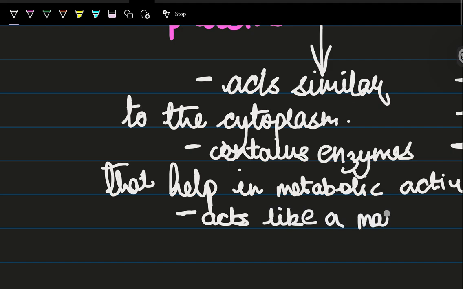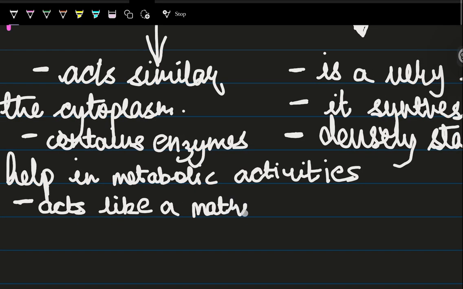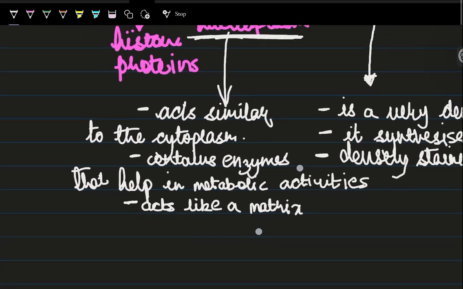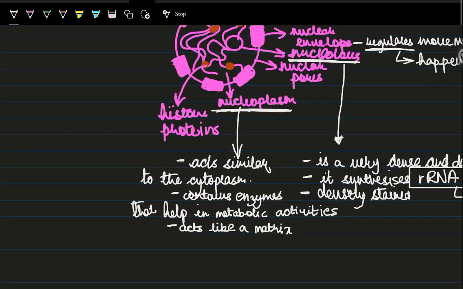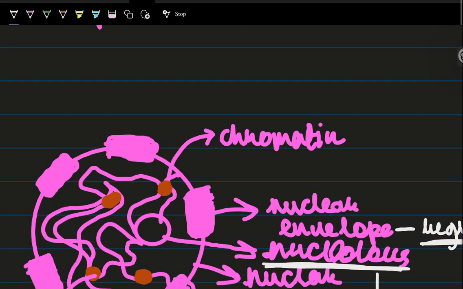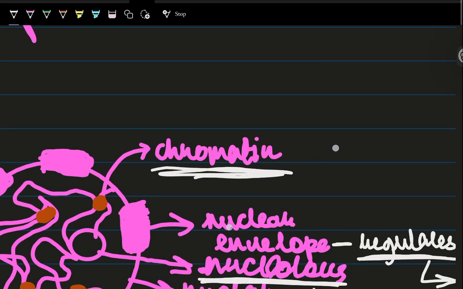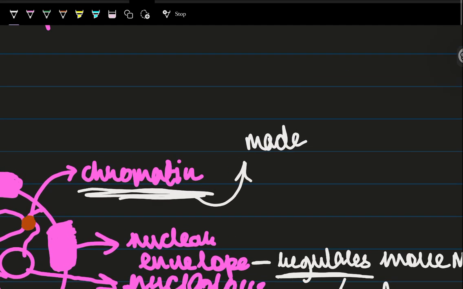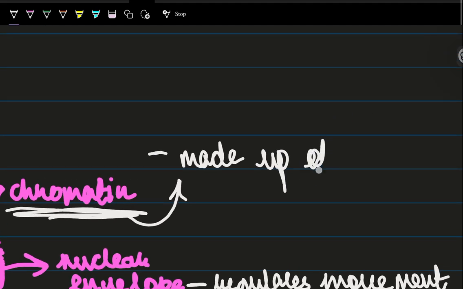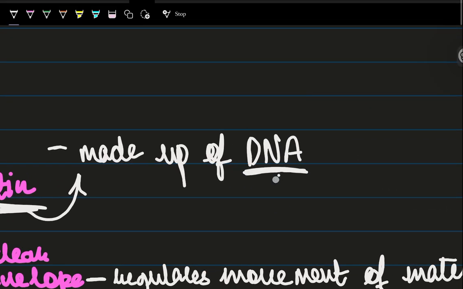The matrix, like a cytoplasm acts as a matrix to the cell. The nucleoplasm acts as a matrix to the nucleus. So I think that's about it. Oh no, we have one more thing, the chromatin. The chromatin is nothing, it is made up of DNA. DNA is nothing, DNA is made up of genes.